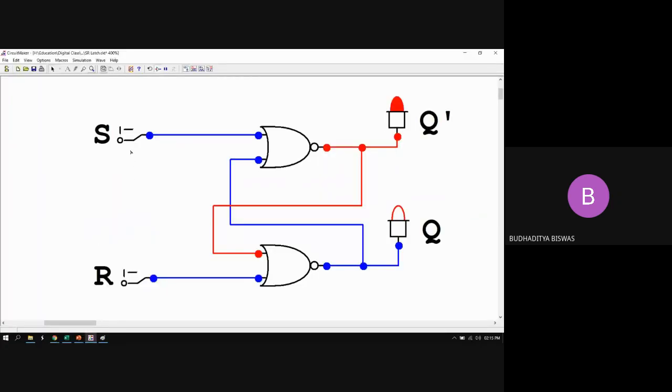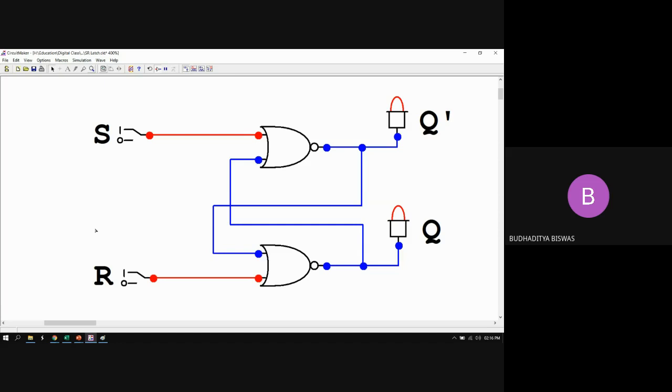When both are connected to 1, let's see what happened. S is connected to 1, R is connected to 1. Both the outputs become 0. Is it possible? Logically, is it possible? Definitely it is possible because this is one circuit, the output is coming to 0. But logically, it is not possible. Why? Because we consider Q bar is the complement of Q. So if Q equal to 0, Q bar should not be at the same state. So logically this is not possible.